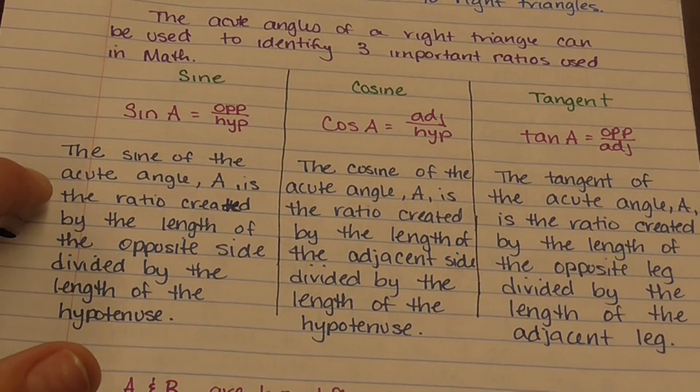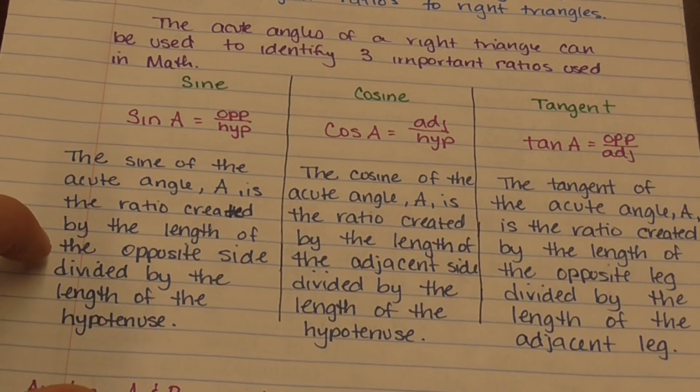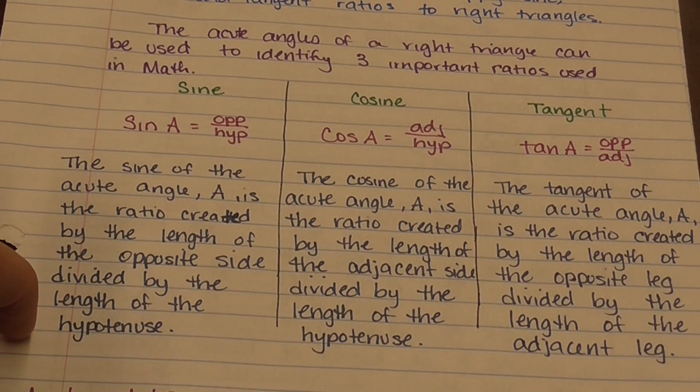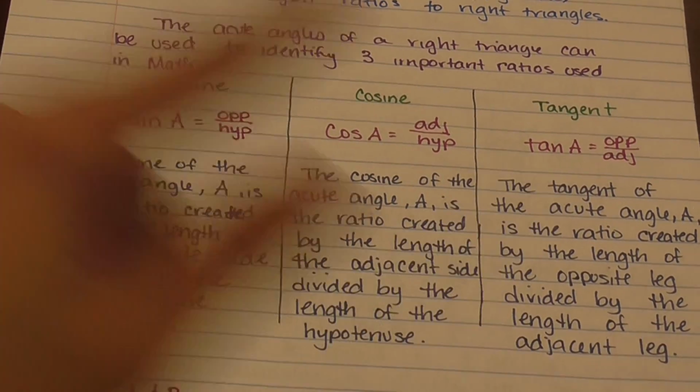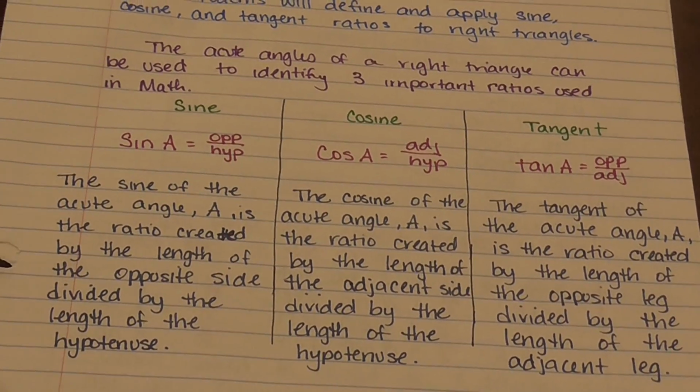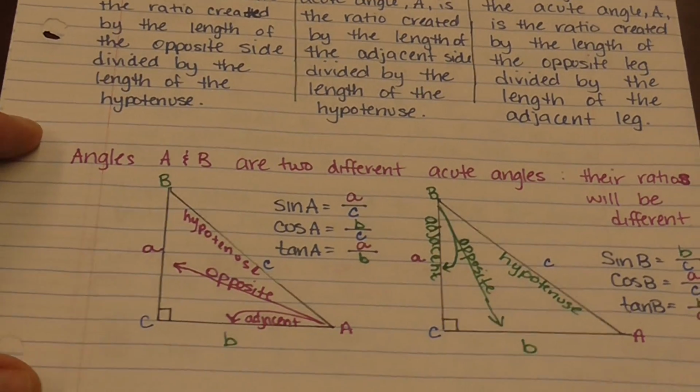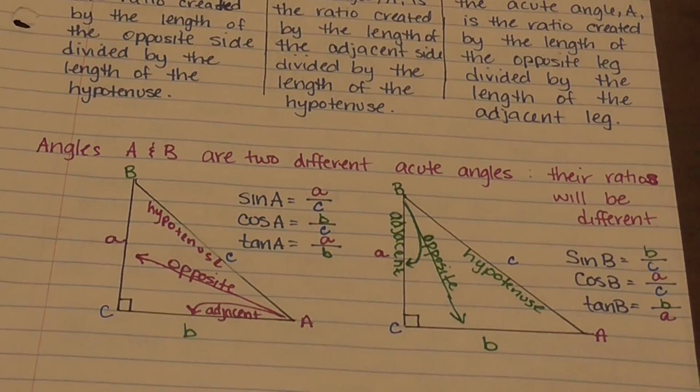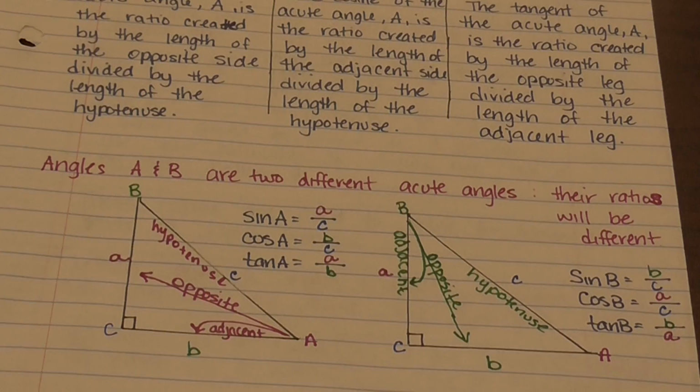The sine of the acute angle A is the ratio created by the length of the opposite side divided by the length of the hypotenuse. And those are the same definitions that I just said a moment ago. So angles A and B are two different acute angles, so their ratios will be different.